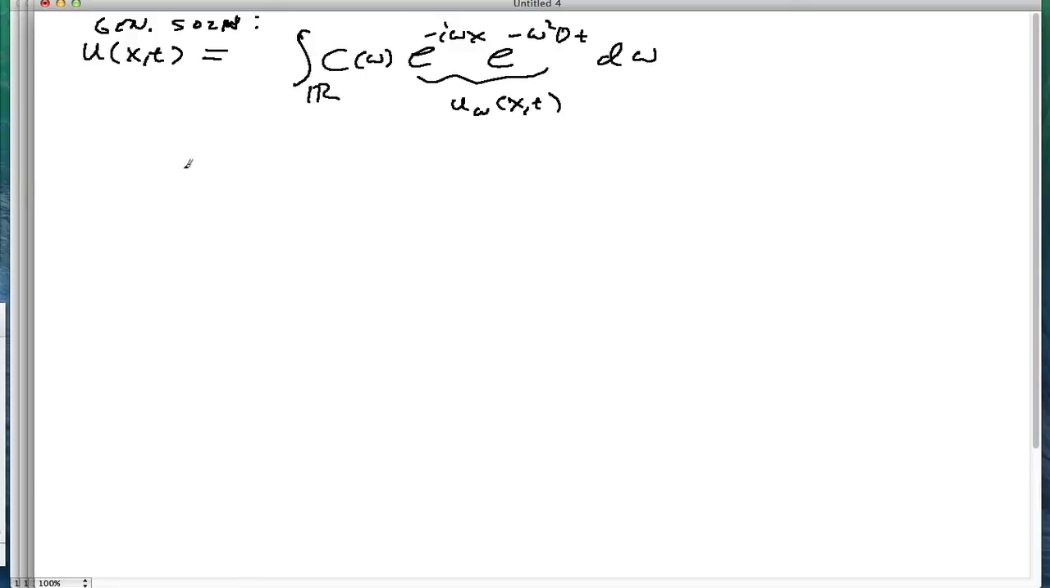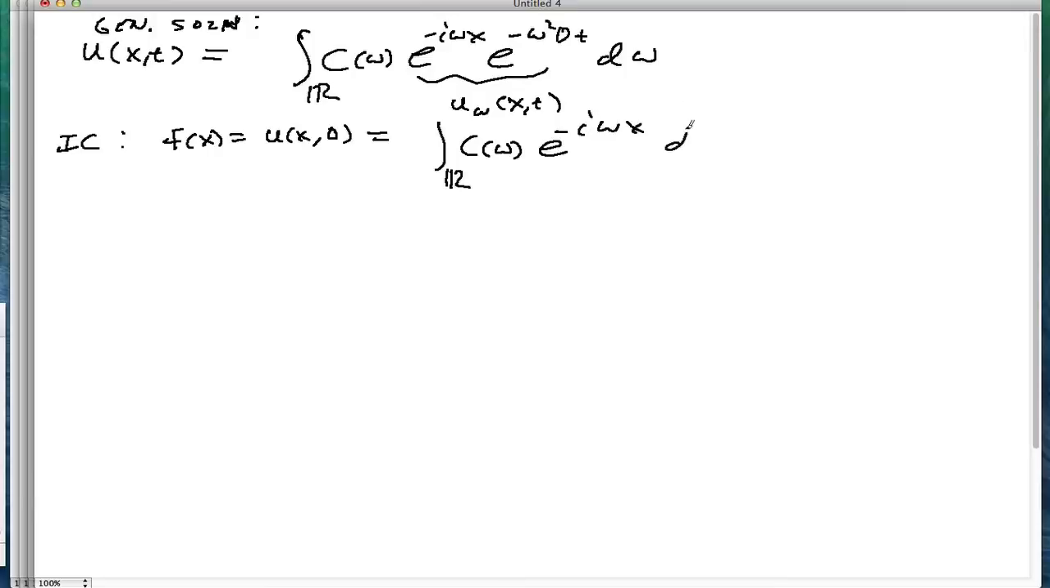All right, and so what we wanted to do is find out what weighted sum, and so of course we use the initial condition, and that is that f(x) is equal to u(x, 0), and that becomes the integral of c(omega) e^(-i omega x) d omega. And that, of course, is precisely the definition for the inverse Fourier transform of c(omega).